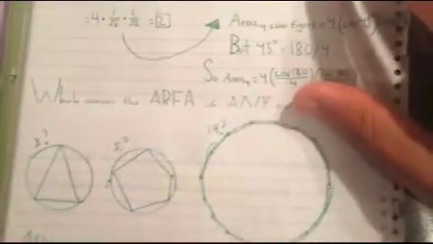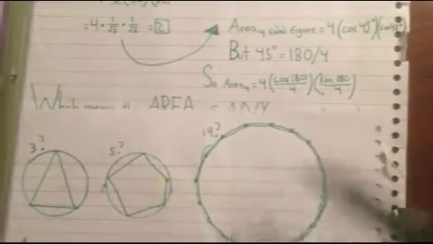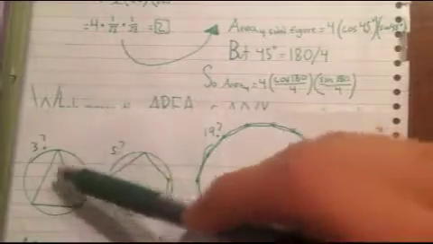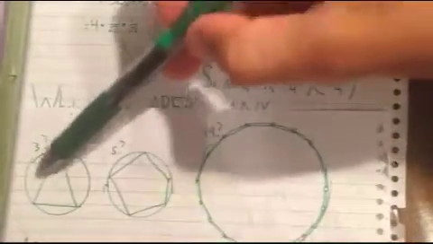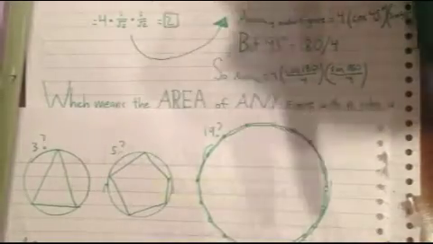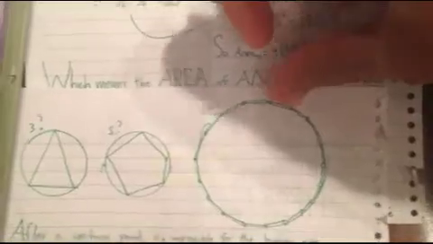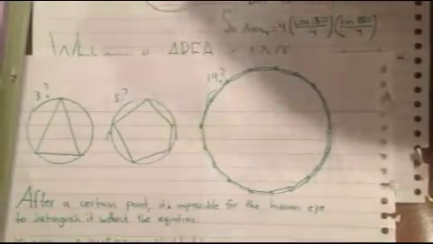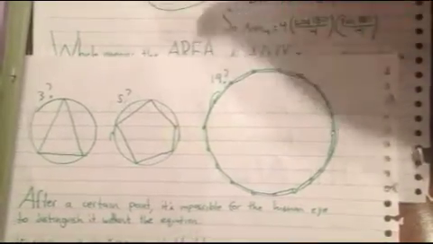So why is this the case? As you can see here, as the number of sides increases, the triangles and shapes inside this figure slowly start to look more and more like a circle. This obviously doesn't look like a circle, and 5 starts to look like it more. And 19 actually is pretty hard to distinguish. And after a certain point, it's impossible for the human eye to distinguish without this equation.